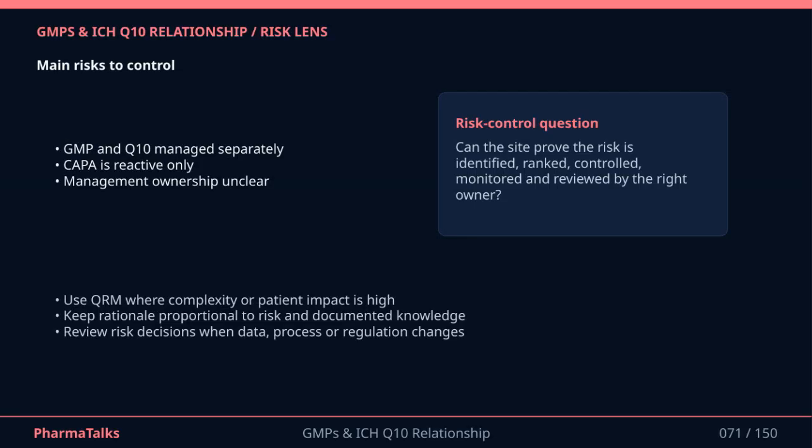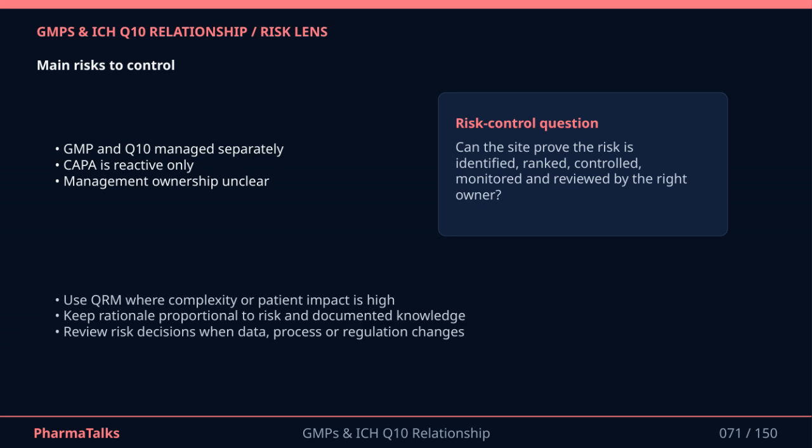On this slide, we're focusing on the relationship between good manufacturing practices, or GMPs, and the ICH Q10 quality model, looked at through a risk management perspective. The main risks we need to control include situations where GMP and Q10 processes are managed separately, which can lead to gaps. Also, corrective and preventive actions, or CAPA, tend to be reactive rather than proactive, and sometimes management ownership of quality issues is unclear, which can weaken accountability.